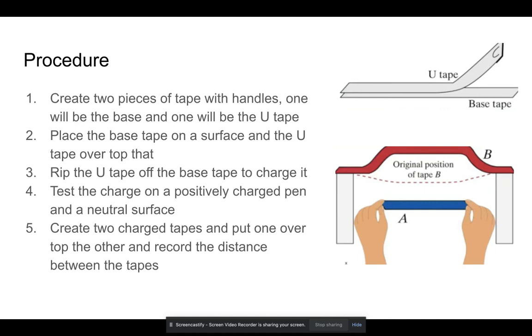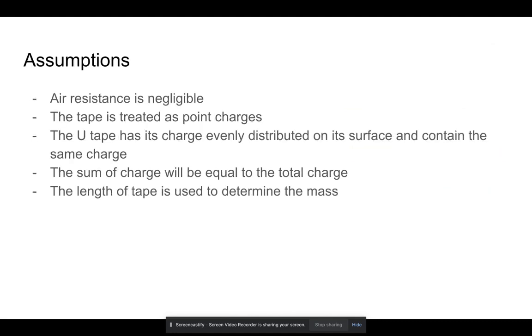And then we created two charged tapes and put one on top of the other, with the top tape connected to two books, and the bottom tape we were just holding at the bottom of the top tape. Then we recorded the distance between the two tapes when the top tape started to lift up and seemed to float.